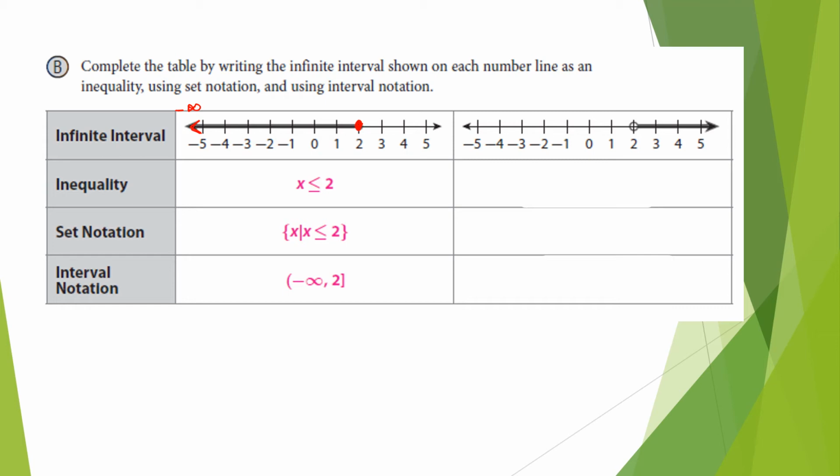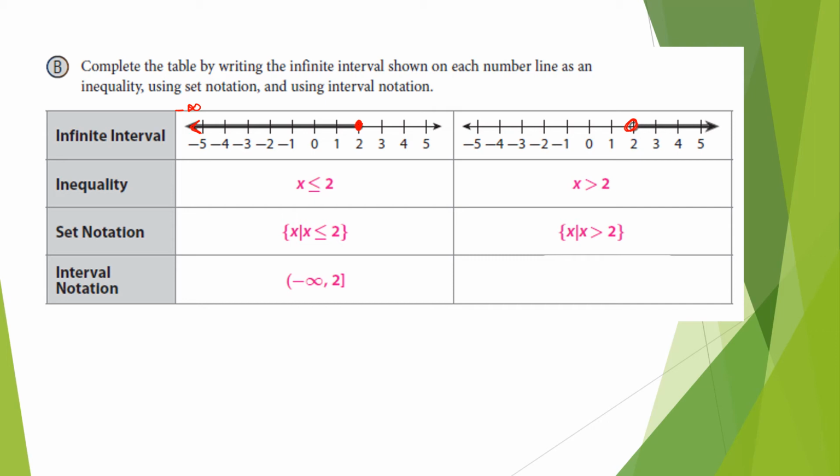Negative or positive infinity, infinity in general is always open. Okay, the second one here, it's open, and it's going to positive infinity. So x greater than 2, but it's not equal because 2, it's open. Then I'm going to write the set notation, braces x such that x greater than 2, and close the braces.